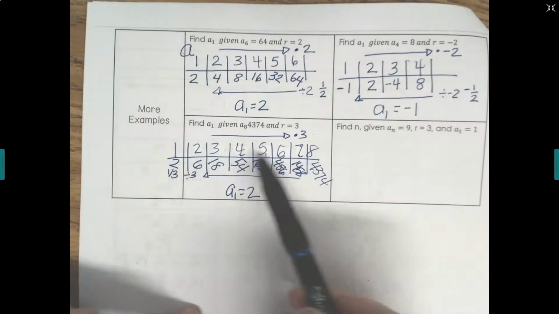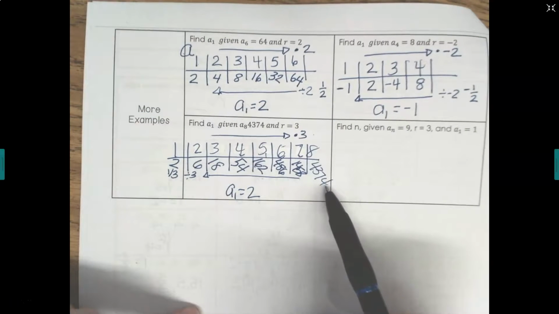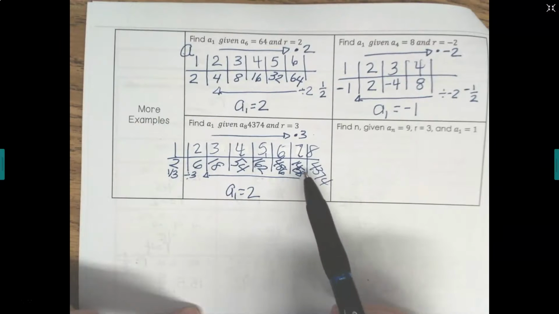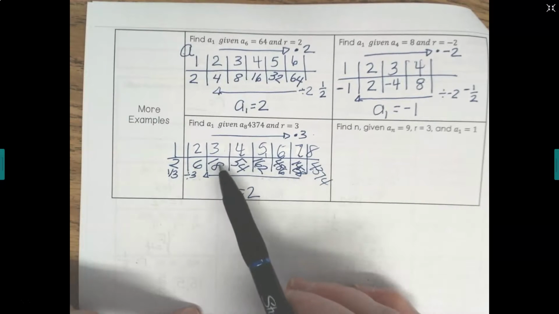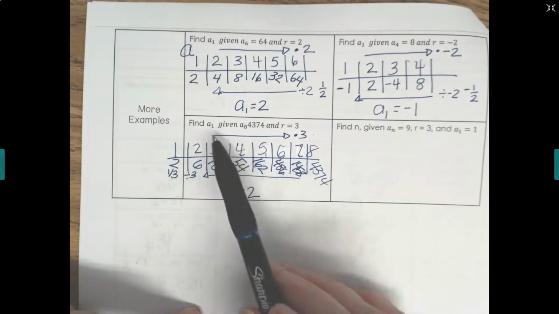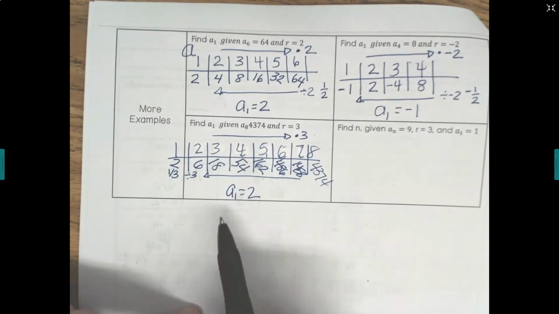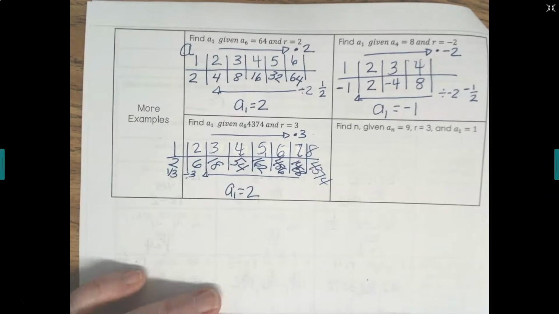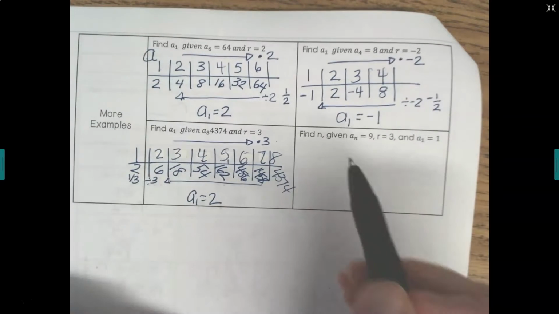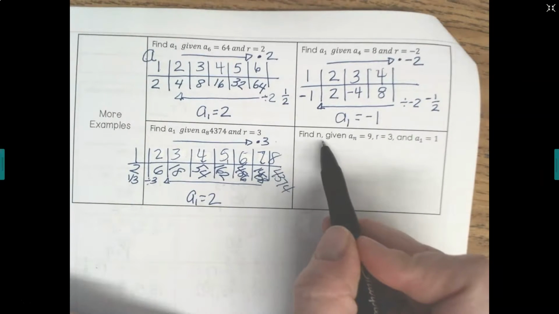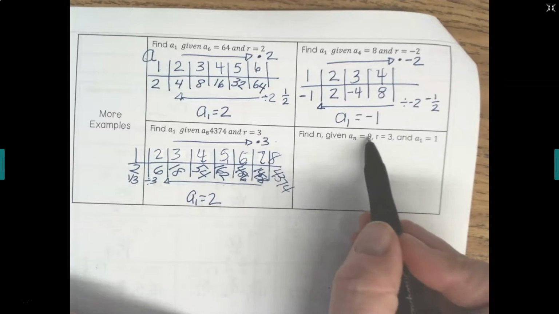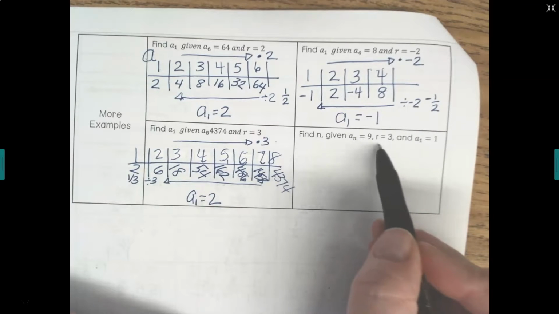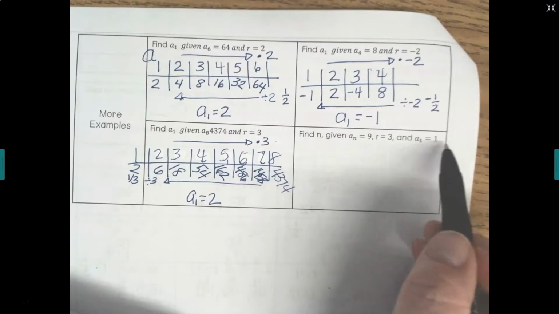All right, so I drew this out, and in the 8th spot I put 4,374, and then I just kept dividing by 3 and moved my way back until I got to the first term, which is what we were looking for. So the first term was 2. Okay, so for our last one, it's asked a little bit differently. We want to find what the n is. The n is the position. What position is 9 if your common ratio is 3 and your first term is 1?